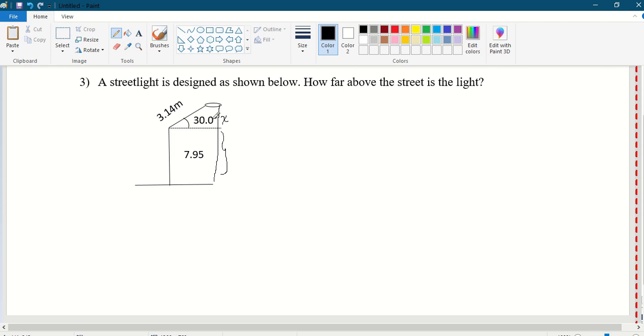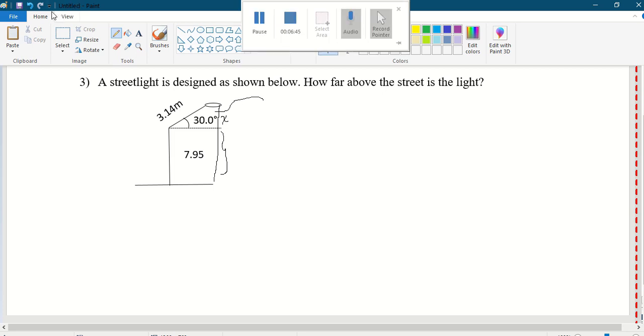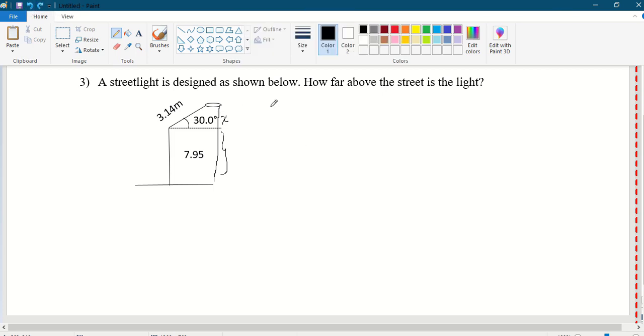With respect to 30 degrees, x is opposite and we are given the hypotenuse. The one which connects opposite and hypotenuse is sine theta. So we say sine theta equals O over hypotenuse. In our case, sine 30 degrees, which is half, equals x divided by 3.14. So x will be 3.14 times sine 30 degrees. Half of 3.14 will be 1.57, and that is in meters.